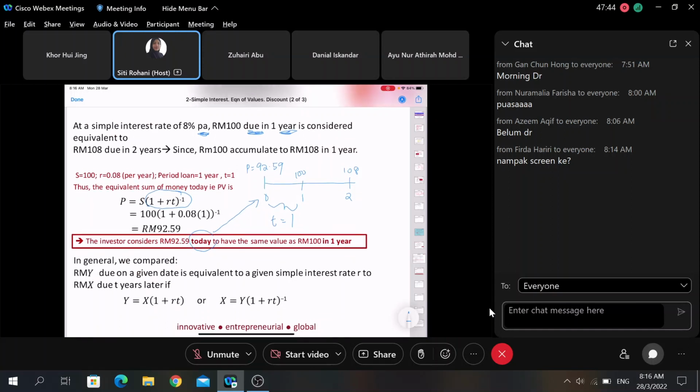Okay, the only difference is on the interest. So this is what the equation of values means. This 100, when it is at the time of 0, it will be 92.59. When it is at time 2, it will be 108. So this is what the time value means.